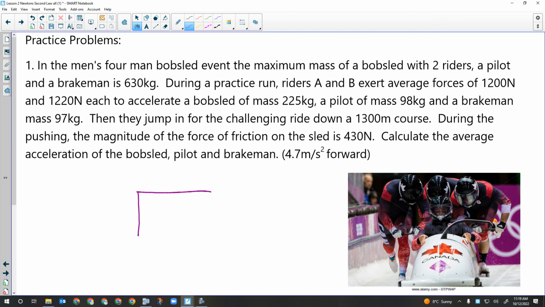In this question, they tell you that in the men's 4-man bobsled event, the maximum mass of a bobsled, 2 riders and a pilot and a brakeman, is 630 kilograms. That's nice. It's totally irrelevant. In this question, all 4 of them aren't in the sled. Who's in the sled? The pilot and the brakeman. The other 2 guys are pushing.